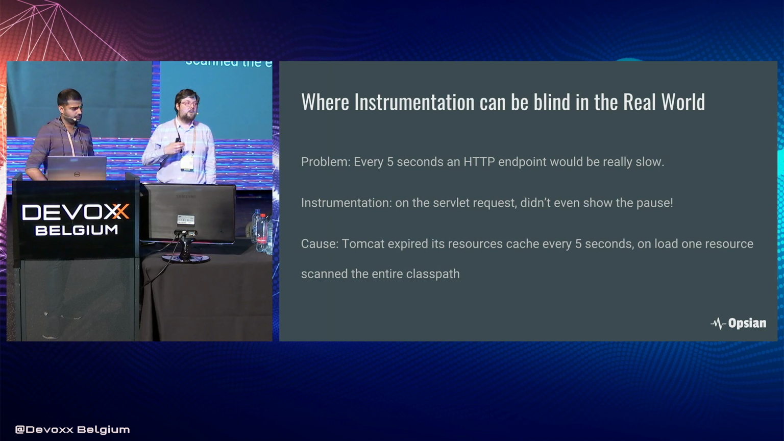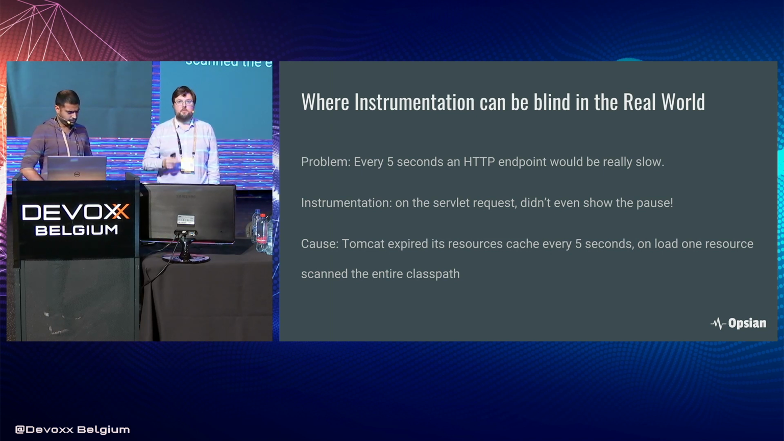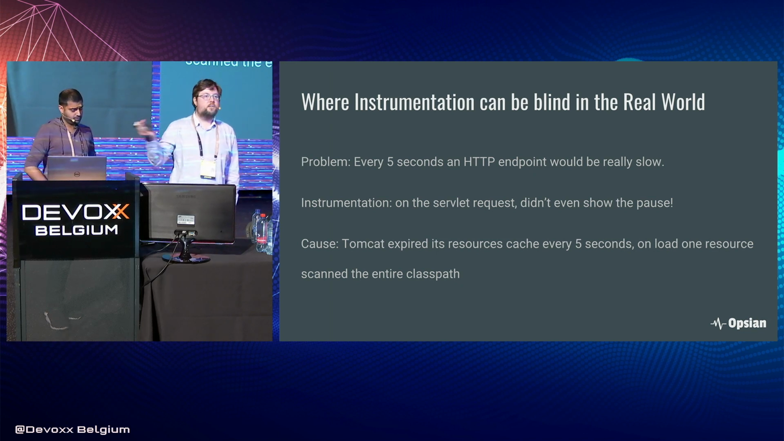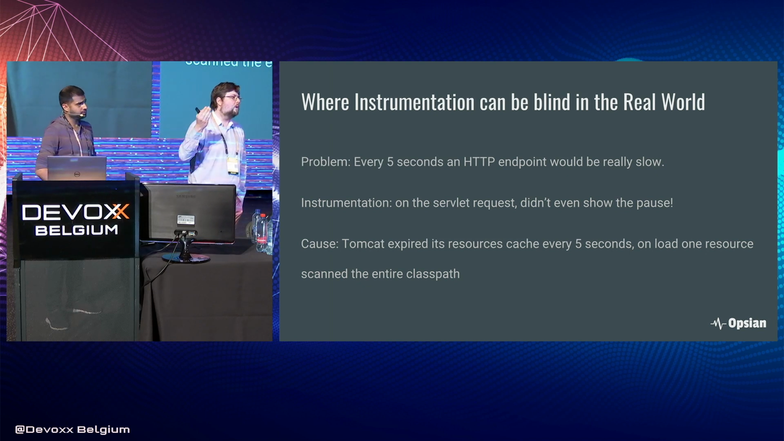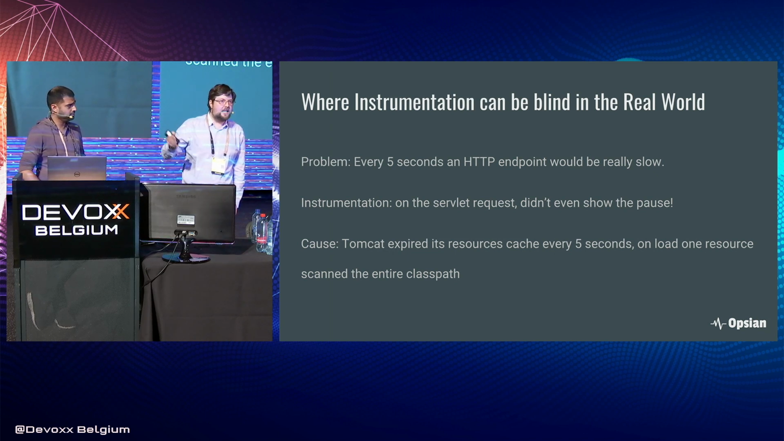Now, at Opsian, we had a customer who was using our production profiling tool, and they already had another APM tool in production. And they had this problem where every so often they would hit an HTTP endpoint on their system, and that would be really slow. It wouldn't be slow on every request. It would just be slow once every 5 seconds or so. A bit weird, the kind of thing you want to understand, because you don't want to leave your customers hanging there for 5 seconds getting frustrated.